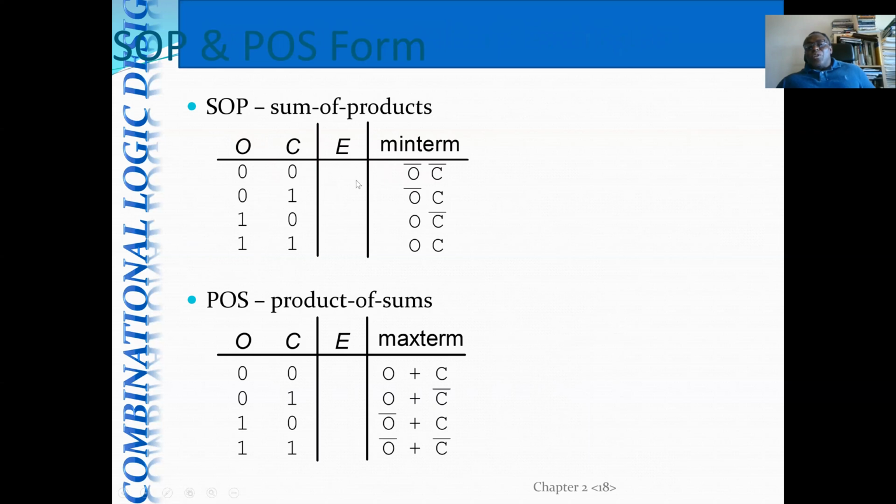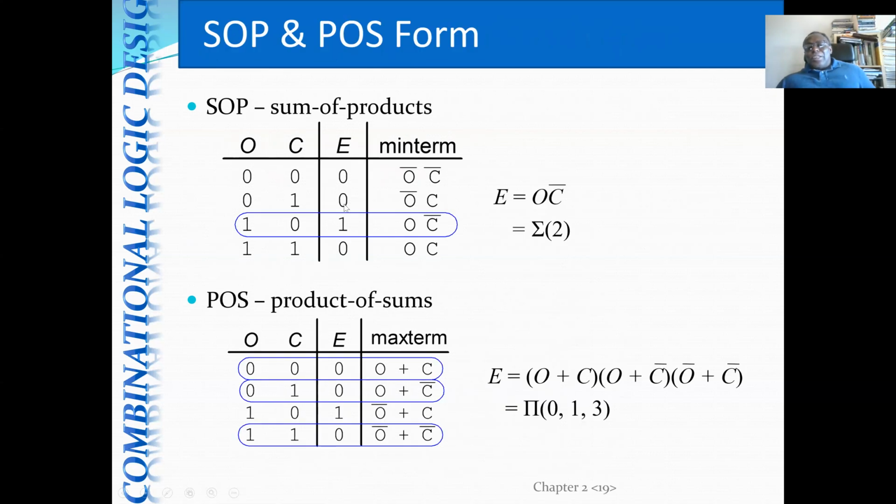To write a sum of products, remember we have to have 1. The output has to be 1 for sum of products, which is the minterm. So we get only O C invert. Now to write the product of sums, we need the zeros. So we have 3 zeros, 1, 2, 3, and we have to write them also.